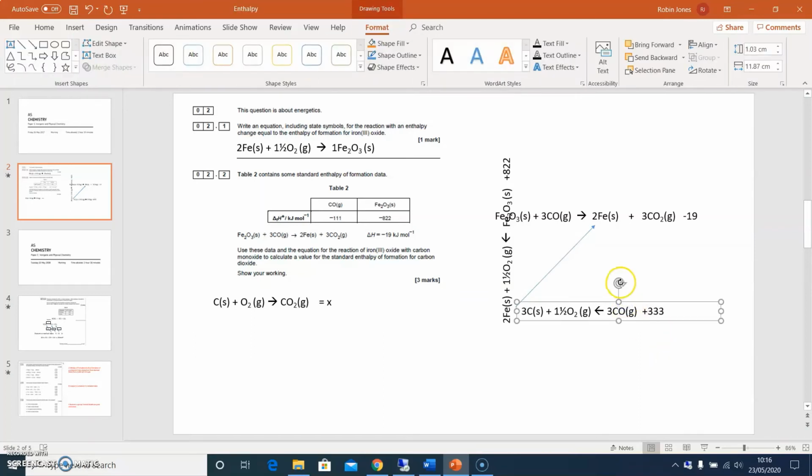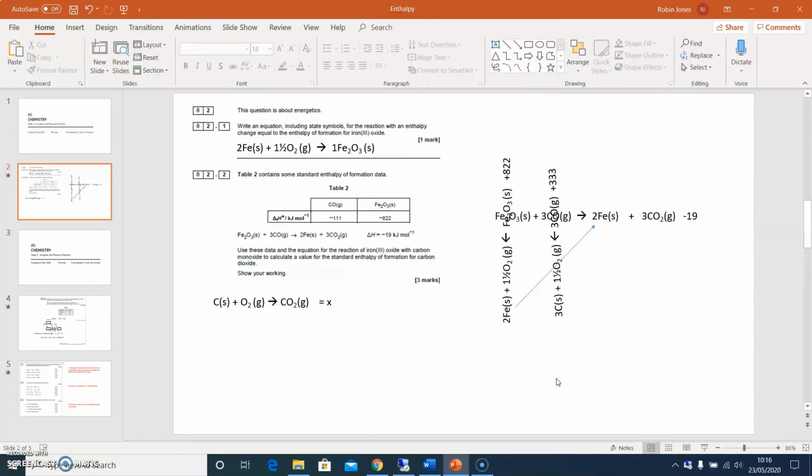Now let's see if I get a match. I get a perfect match with the 3 COs onto the 3 COs. Perfect match, and my arrow's coming round in the right direction. Perfect. Where does my last equation fit in?